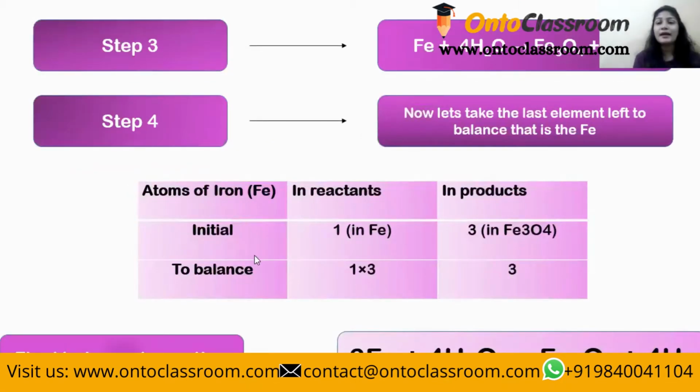So make a column again, write atoms of iron in reactants, in products. There is one iron atom on the reactant side, but on the product side, there are 3 atoms. So all you got to do is multiply the reactant side with 3, and you can get the final equation, which is completely balanced. And this is how you can balance a chemical reaction.